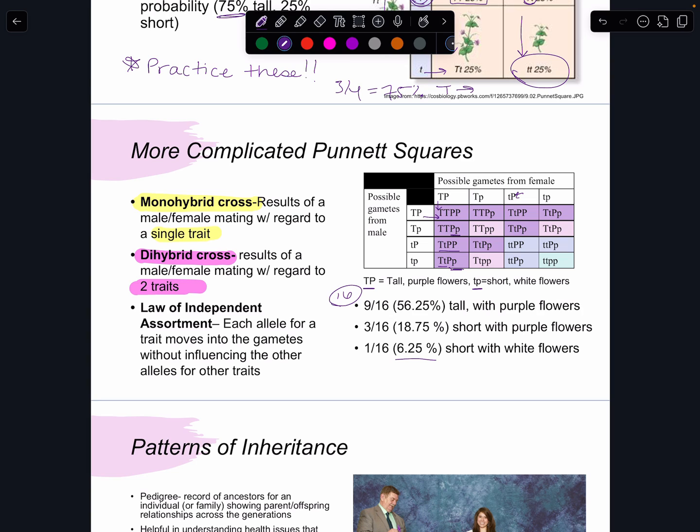So the law of independent assortment says that each allele for a trait moves into the gametes without influencing the other alleles for the other traits. And that's the only way that a Punnett square can work, because if we had alleles impacting each other, then the Punnett square would no longer work.